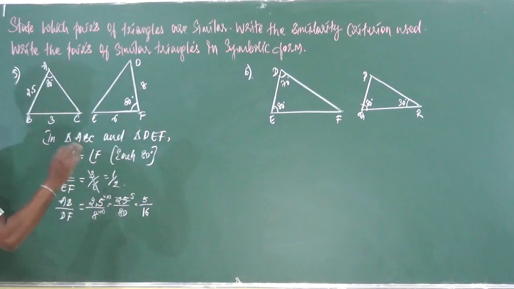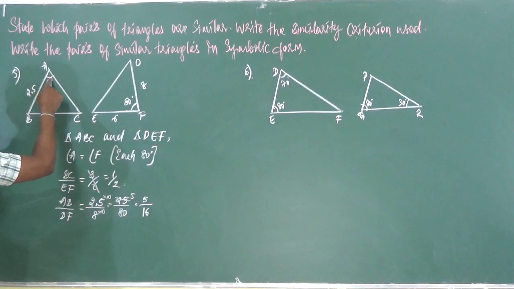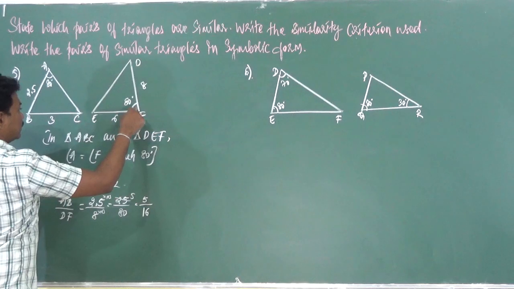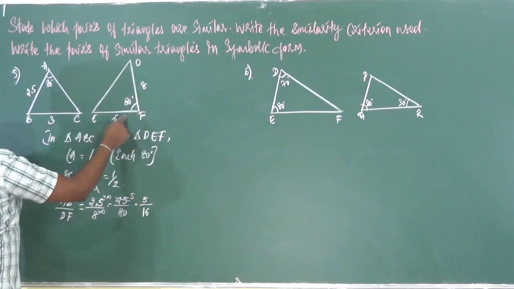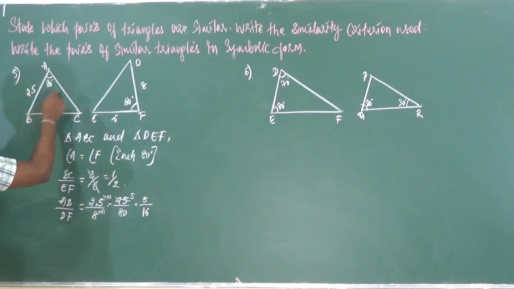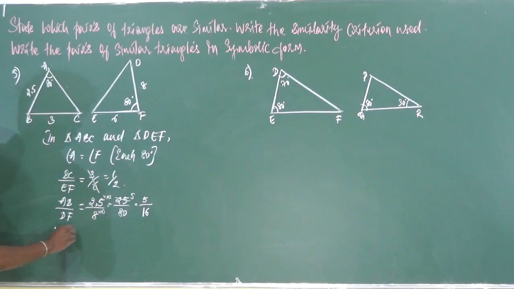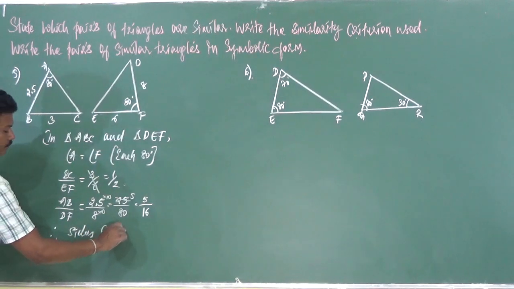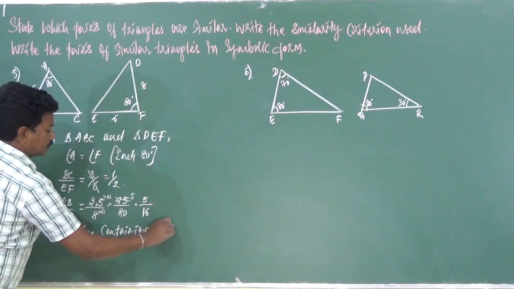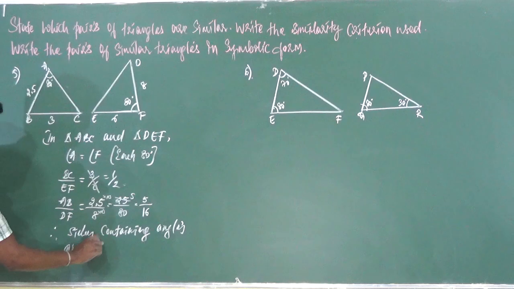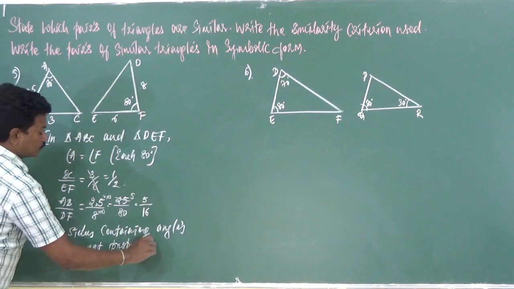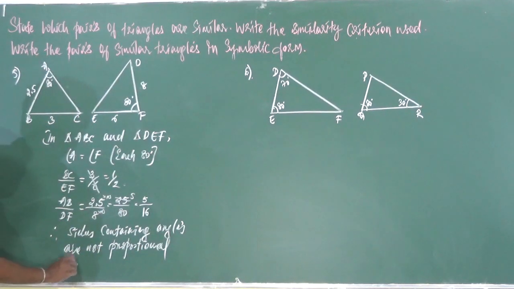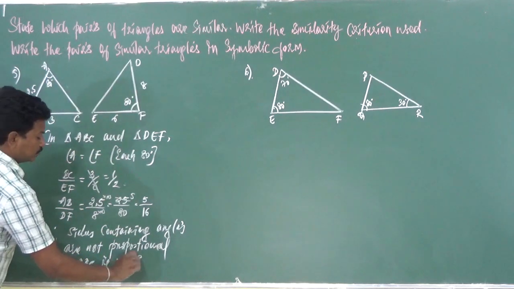So here the ratios are not the same. If you want to prove the criterion of similar triangles using the SAS similarity criterion, for this angle we need the two included sides, that is, the sides containing the angle. For these two we have the values, but for the other we have only one side value. So the sides containing the angles are not proportional, therefore triangle ABC is not similar to triangle DEF.